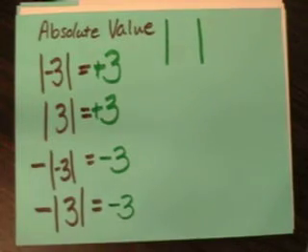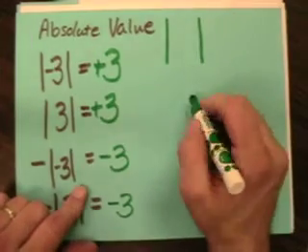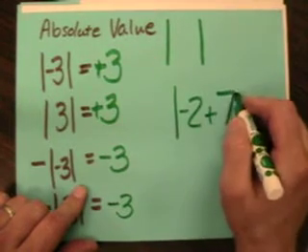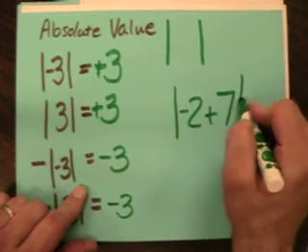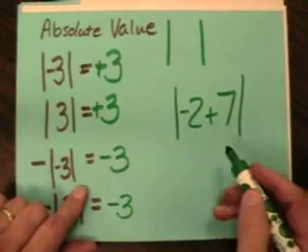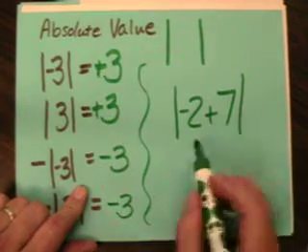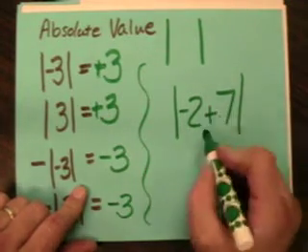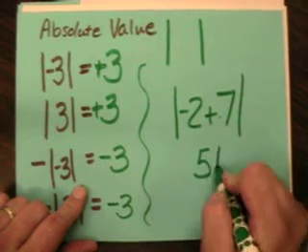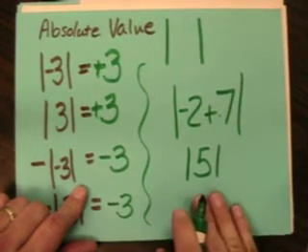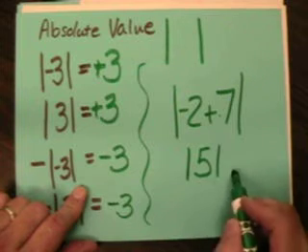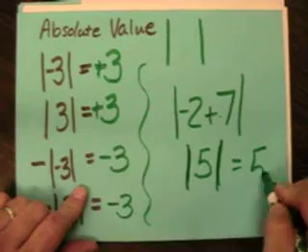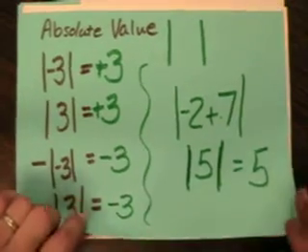I want to do one little example here for you. Let's say I had the absolute value of -2 plus 7, and I want to know what that equals. So what I do is I do the inside first. -2 plus 7 is 5. And then I take the absolute value of the number. Sometimes I like to make my absolute value bars a little bigger so that they don't look like ones. So we get 5.